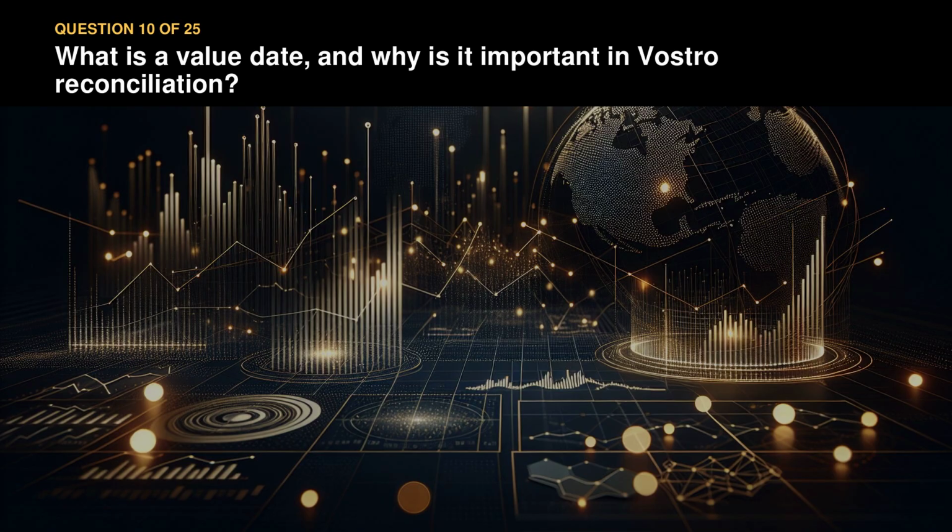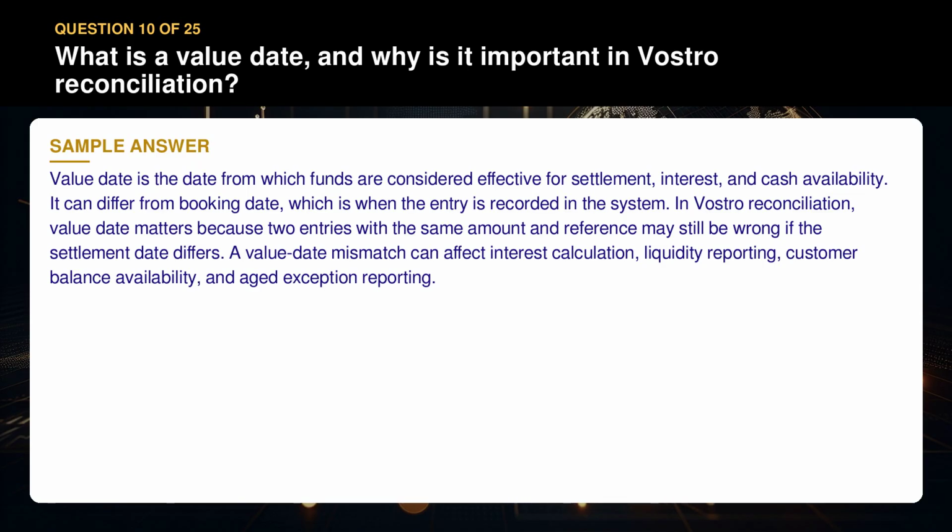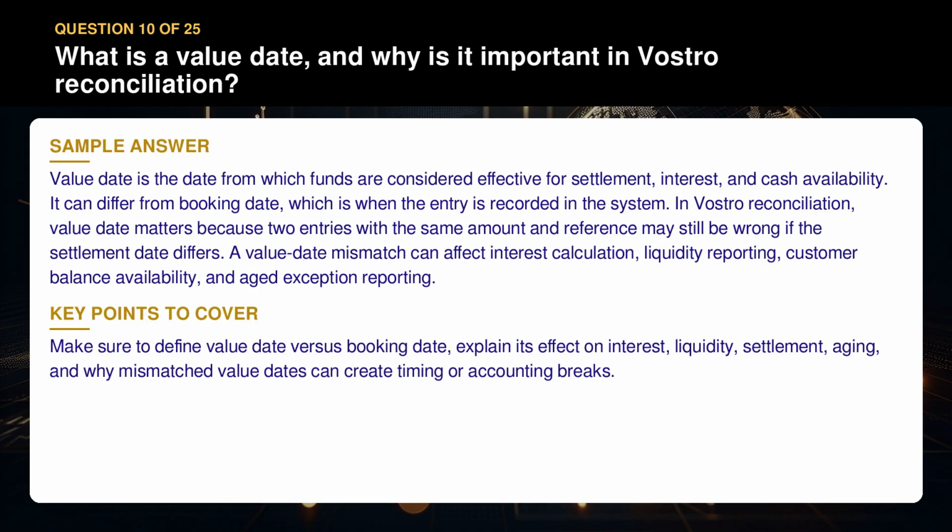Question 10. What is a value date and why is it important in Vostro Reconciliation? Value date is the date from which funds are considered effective for settlement, interest, and cash availability. It can differ from booking date, which is when the entry is recorded in the system. In Vostro Reconciliation, value date matters because two entries with the same amount and reference may still be wrong if the settlement date differs. A value date mismatch can affect interest calculation, liquidity reporting, customer balance availability, and aged exception reporting. Make sure to define value date versus booking date.